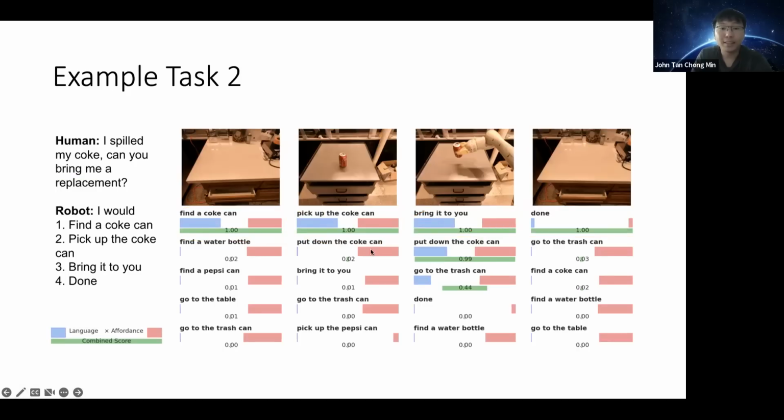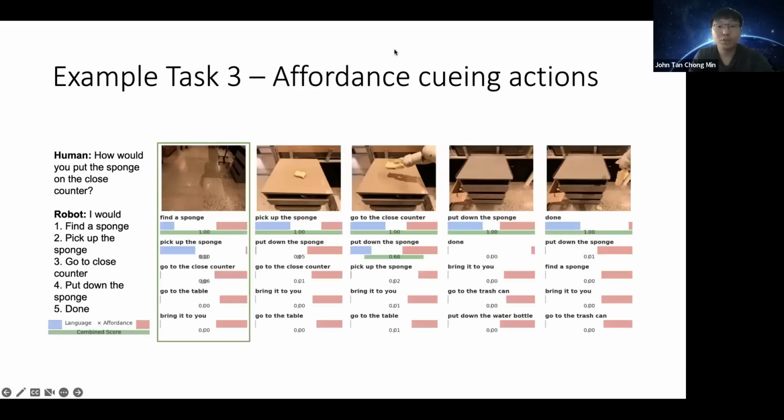Now we look at the next example. This next example shows how the affordance can actually cue the actions. This is a case whereby the language model itself fails. Look at here: how would you put the sponge on the close counter? The first action is, of course, you need to find the sponge, because there's no sponge here. We need to find where the sponge is.